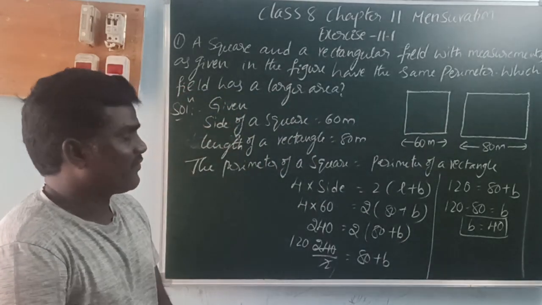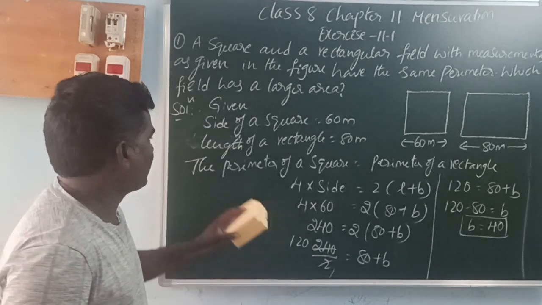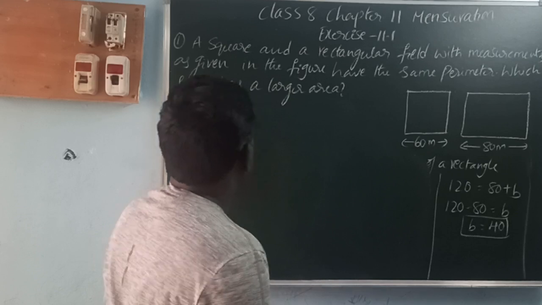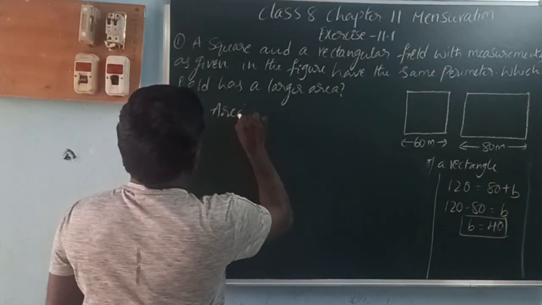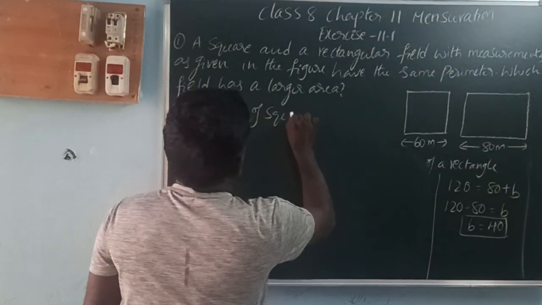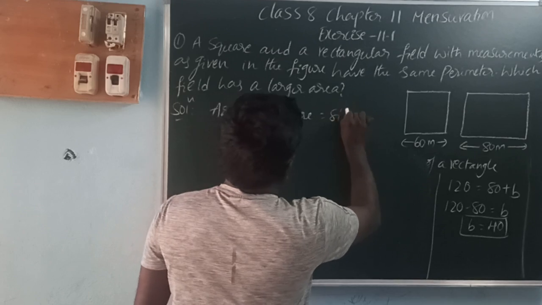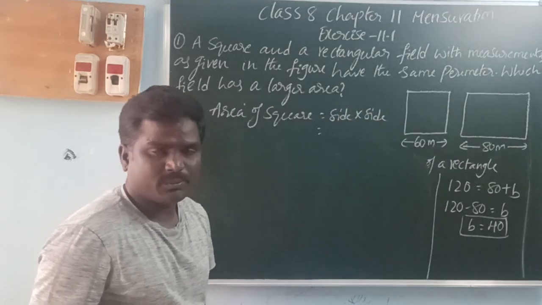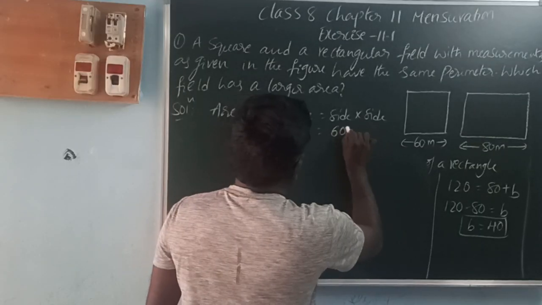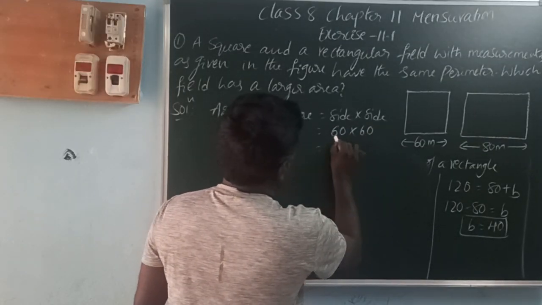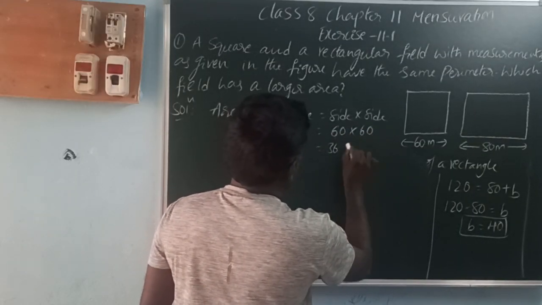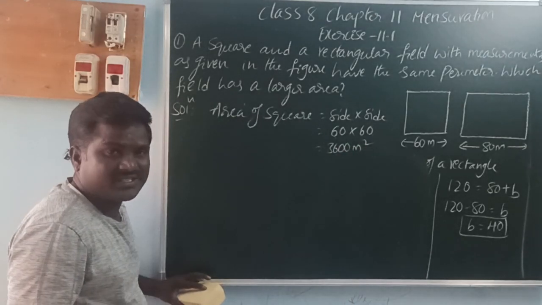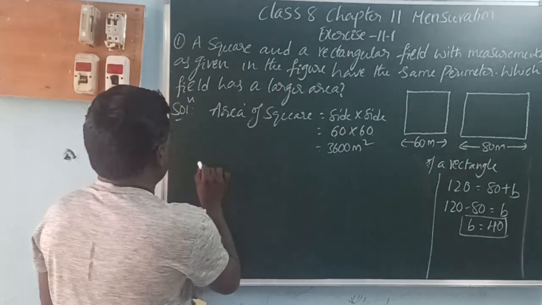So how can we find area of square and area of rectangle? Area of square field is side into side. So side of a square is how much? 60. So 60 into 60, that is 3600 meter square. So area of square is 3600 meter square.